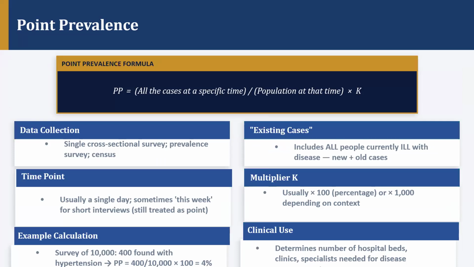The formula of point prevalence is all the cases at a specific time divided by the population at that time multiplied by a constant. Data is collected by a single cross-sectional survey, prevalence survey or census. Existing cases include all the people currently ill with the disease, new plus old. The time point is usually a single day, sometimes this week for a short interview. The constant is multiplied by 100 or 1000 depending upon the context.